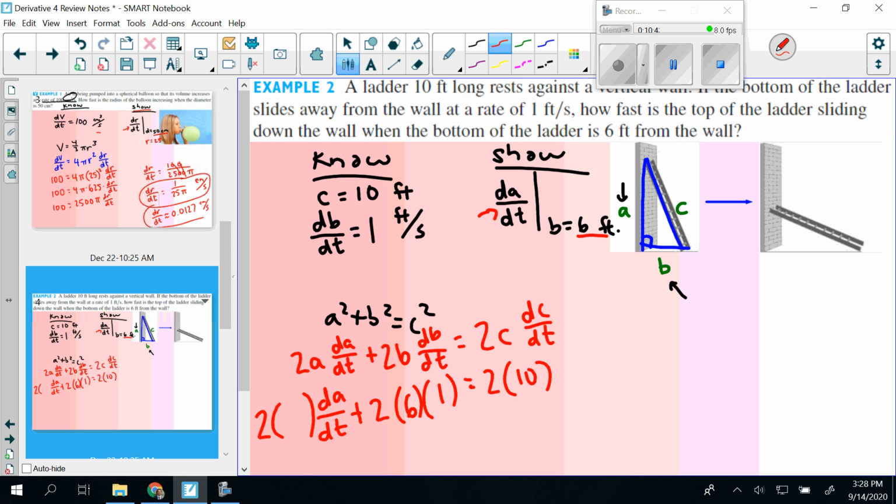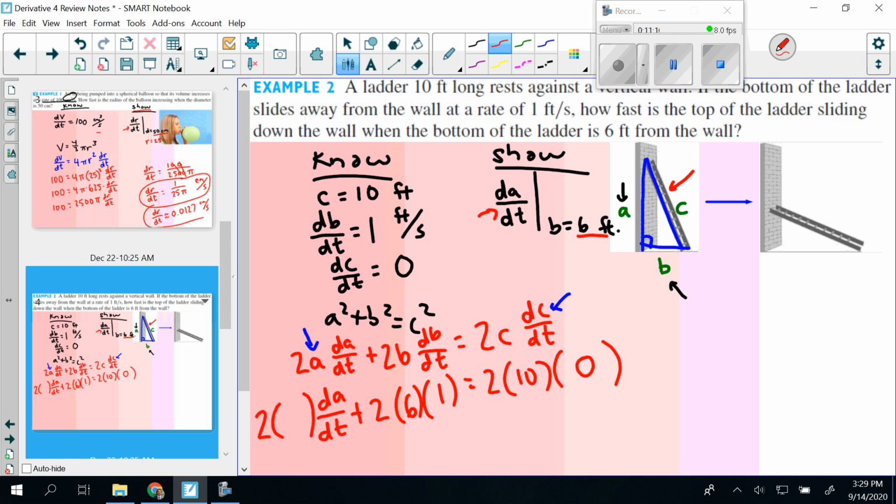The two things it looks like we're going to need to fill in here yet is what is dC dt and what is A. So we got to figure out what those two things are. Let's start with dC dt. dC dt is the change in the ladder. Well, is the ladder going to be changing at all during this problem? No. The ladder is going to remain 10 feet. So even though they don't tell us, something else we know is dC dt is 0. It's not changing. And so that we can put 0 in.